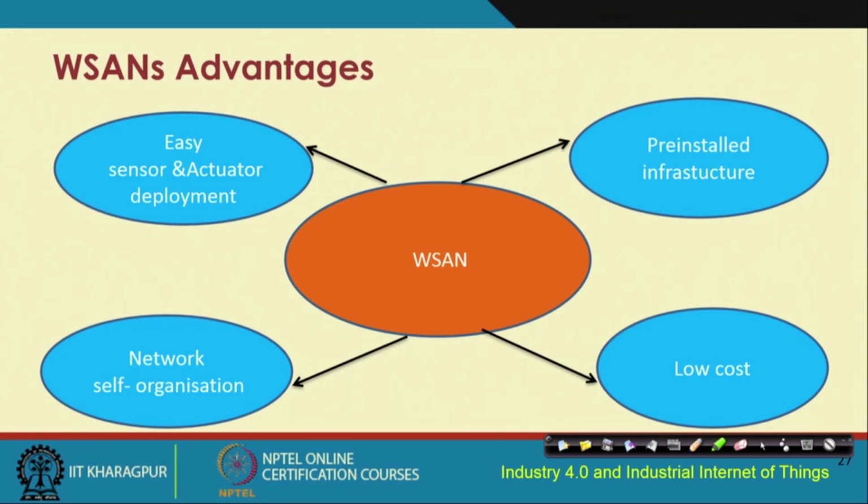And there is some pre-installed infrastructure that could also be used, and overall these wireless sensor and actuator network technologies are low cost, right. We are typically talking about small low cost sensors and actuators. So, that is why holistically this wireless sensor and actuator network technology in the industry scale is low cost.